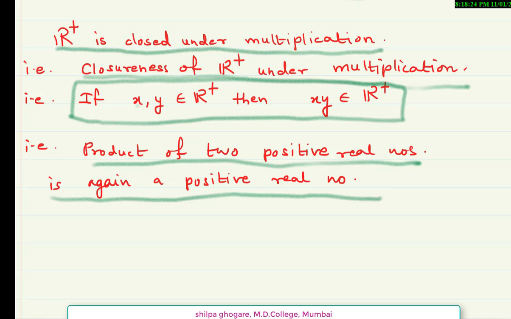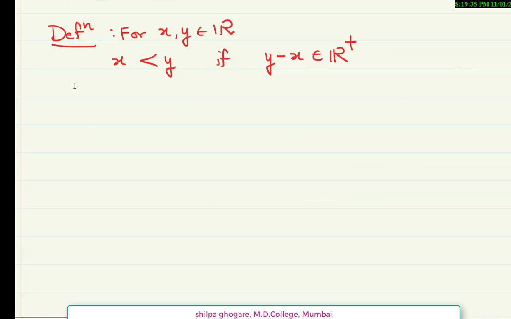This also will be used for proving some elementary results, so this is also an important property which I am recalling now. The next thing recalled is the definition of x less than y. Now I am taking two real numbers. Please note, this is not for R plus, it is for just two real numbers in R. And x is less than y if the difference y minus x belongs to R plus. That is, y minus x is a positive real number.